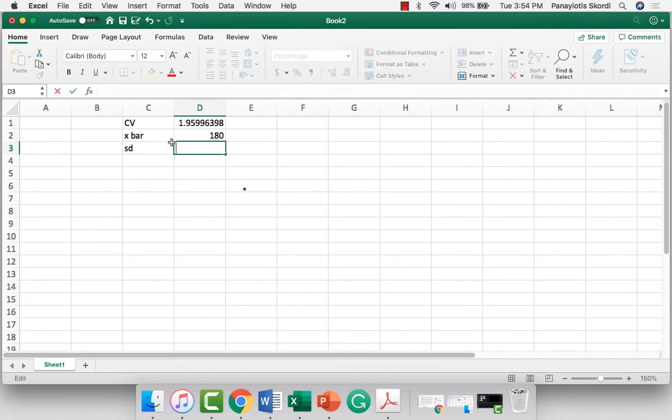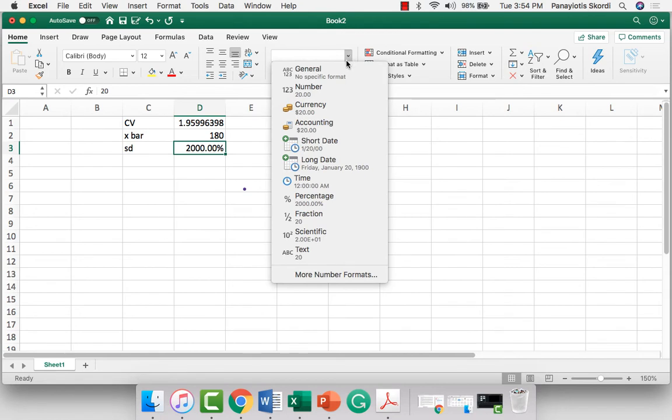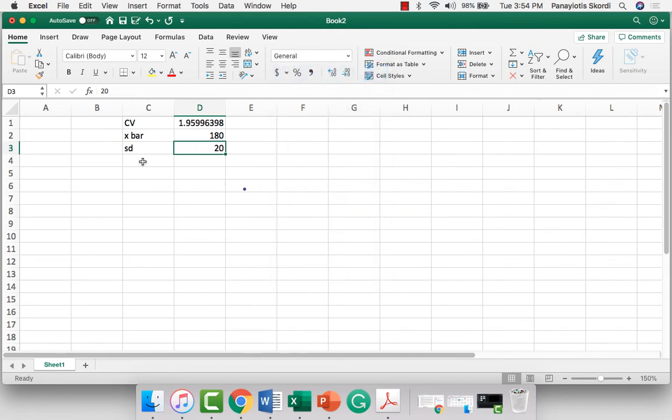I think that's a remnant of something we had before. Let's change that from percentage. It shouldn't happen on your one. It's 20 standard deviation, and the last thing is the sample size, and the sample size is going to be 50.